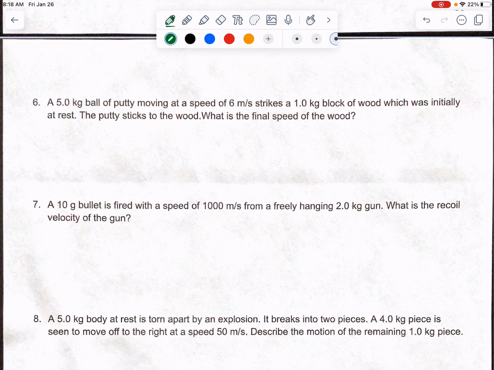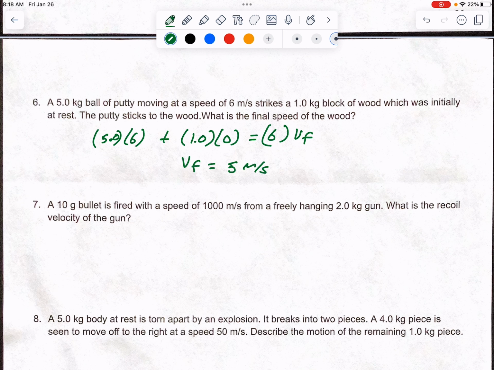Okay, so they're going to be separate in the beginning, so 5.0 would be your mass. It's moving at a speed of 6 meters per second, so that's 6, plus hits a 1.0 kilogram block of wood, so 1.0 kilogram initially at rest, so that's going to be a velocity of 0, equals now they're stuck, so 5 plus 1 gives you 6, and now you want to know what the velocity is once they're stuck together, and you get a final velocity of 5 meters per second.